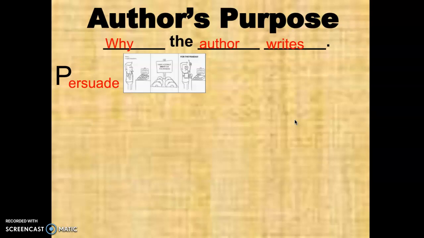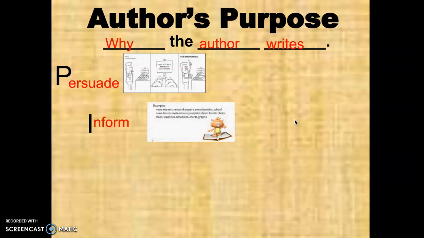One is to persuade. They're trying to convince you to believe one thing or another. Another one is to inform you, where they're giving you factual information. News reports, research papers are all written with the purpose to inform you.